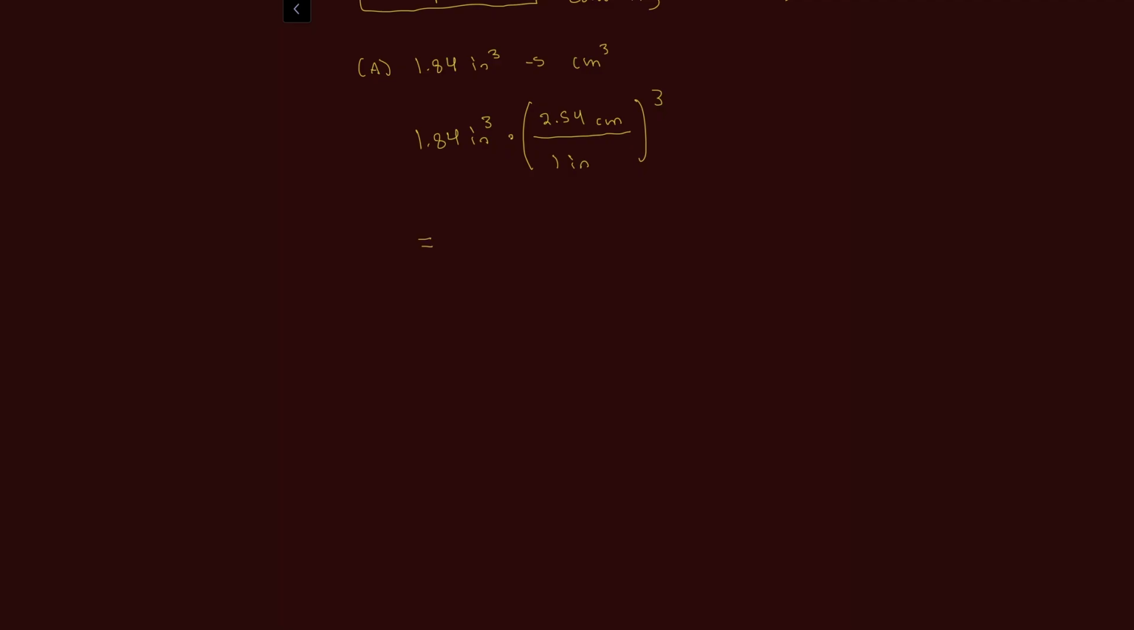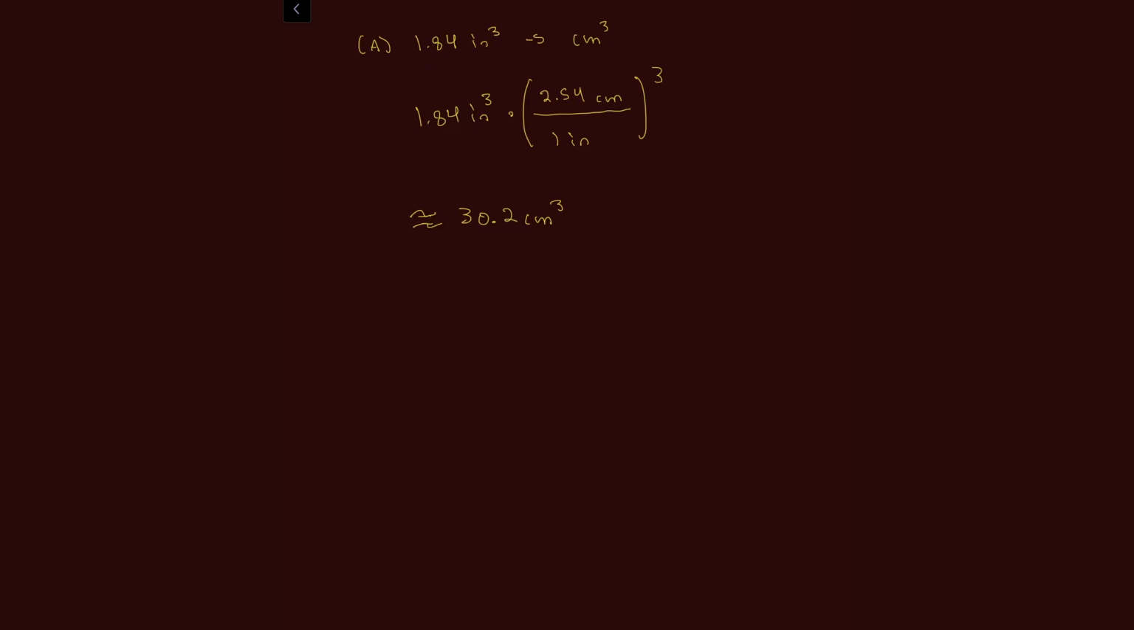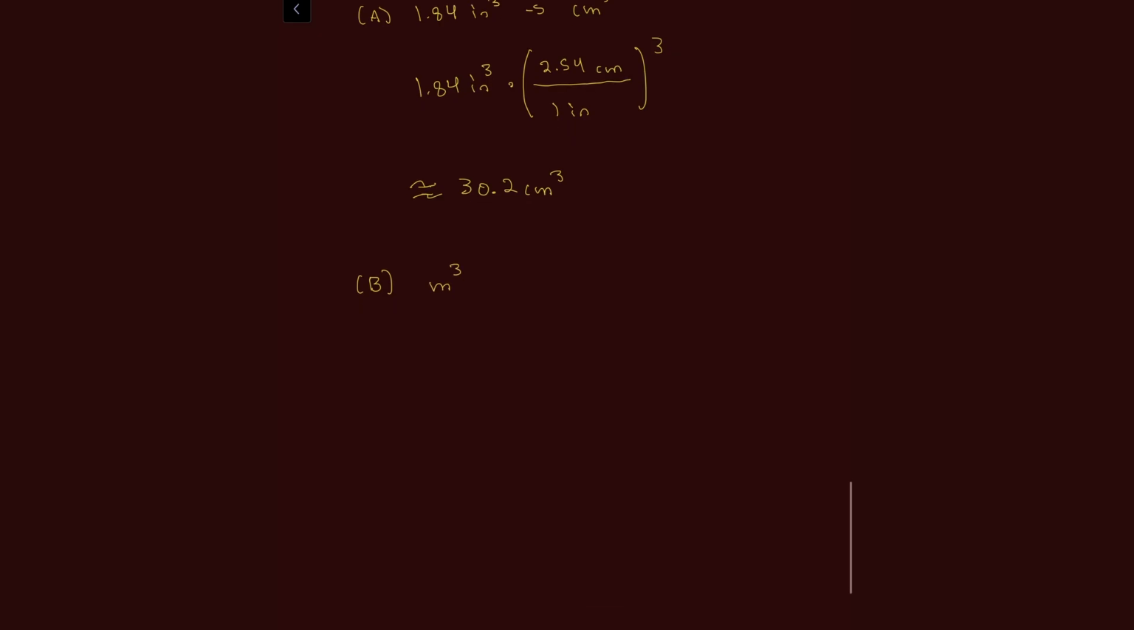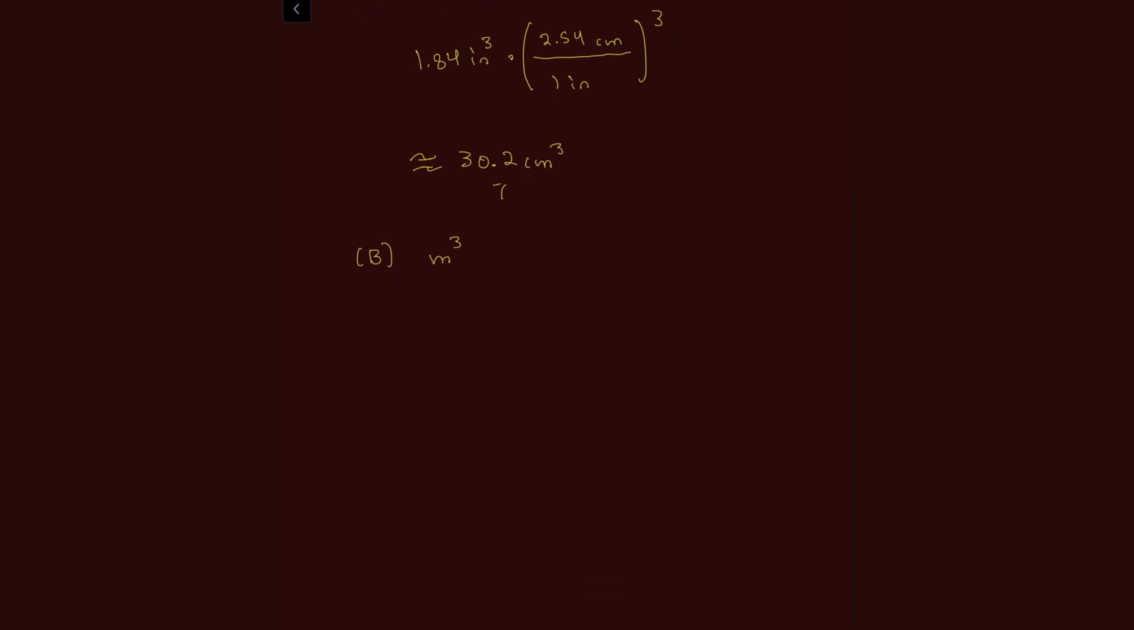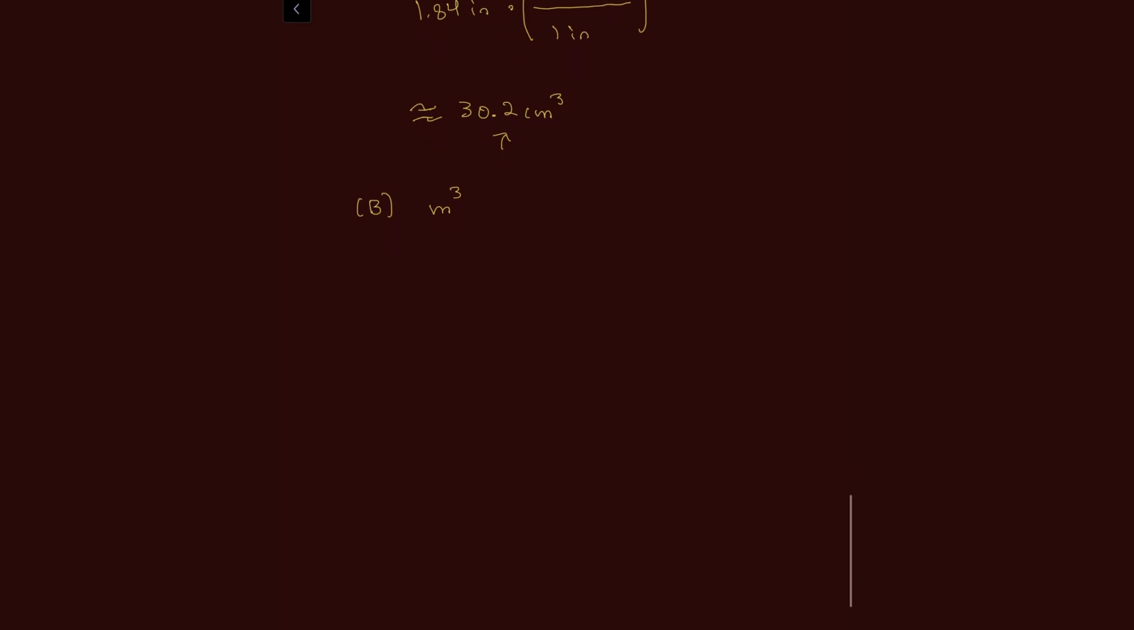And what you end up getting is that 1.84 inches cubed is equivalent to 30.2 centimeters cubed. Well, this is a rounded answer. The exact answer is a bit different, but this is rounded. Now, let's go to converting into meters cubed. And I'm actually going to use this answer because it's easier to go from centimeters to meters than it is from inches to meters.